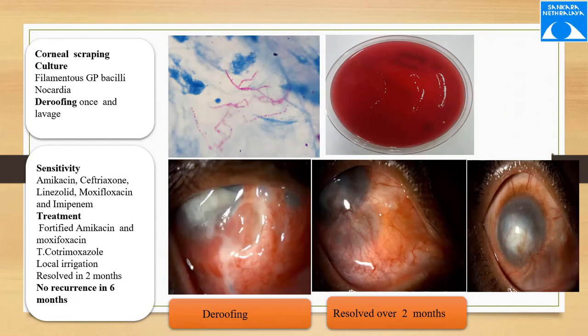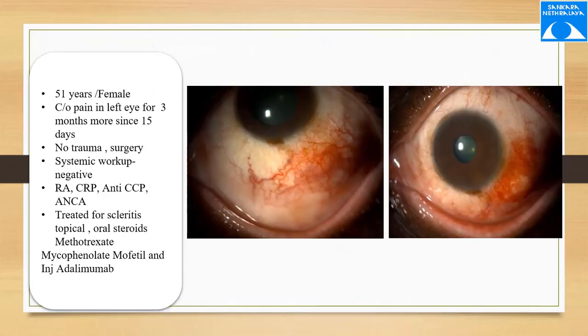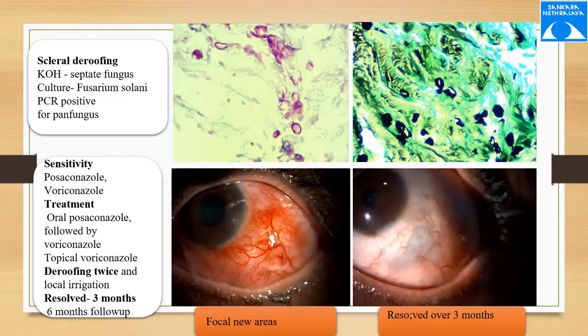So this was a straightforward case of diagnosis where she did well. We had a follow-up for 6 months with no recurrence of the infection. This is a patient that I already discussed, a case that developed from diffuse scleritis to pus point over a period of 3 months, and turned out to be a fungal scleritis.